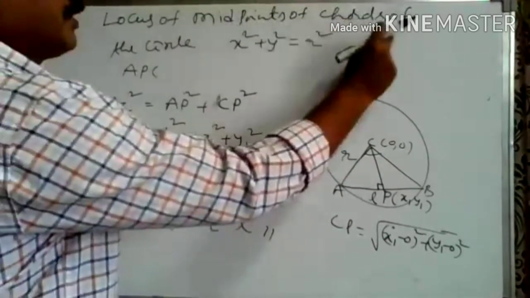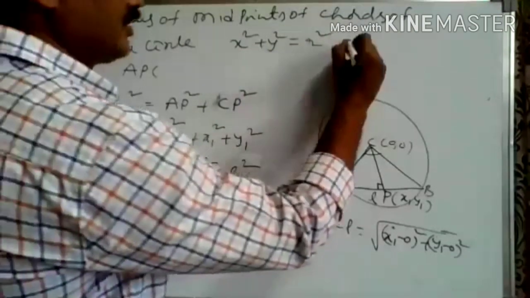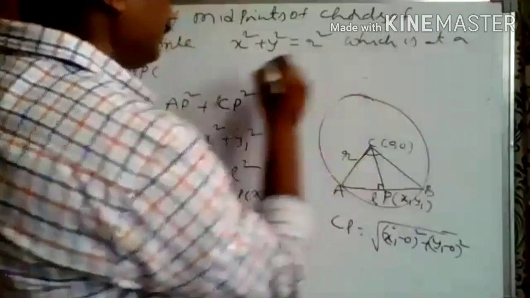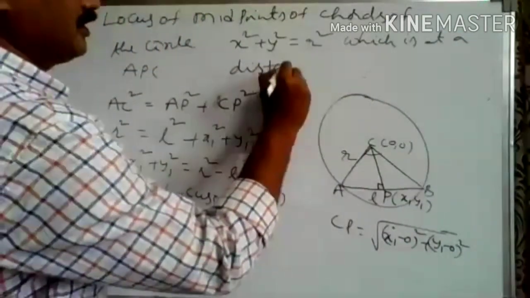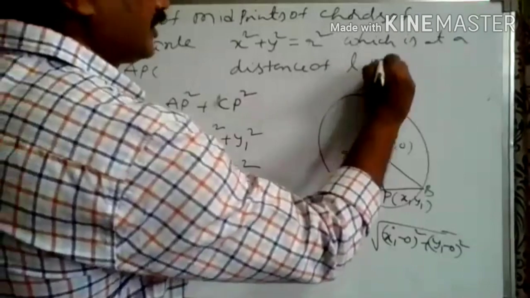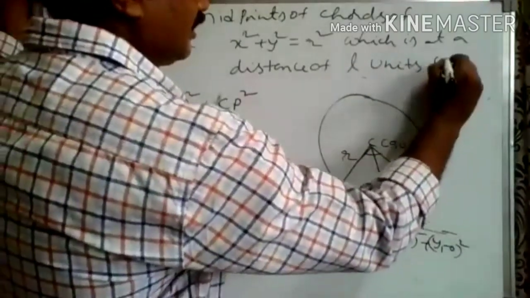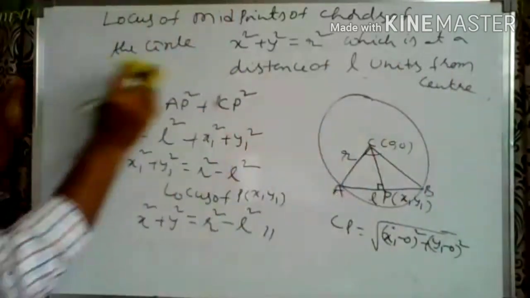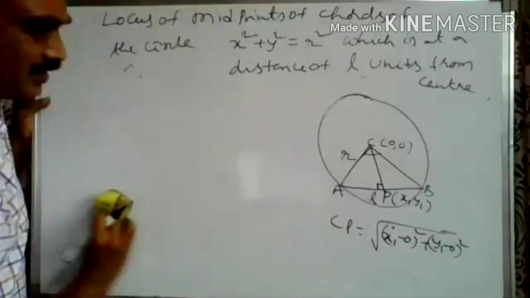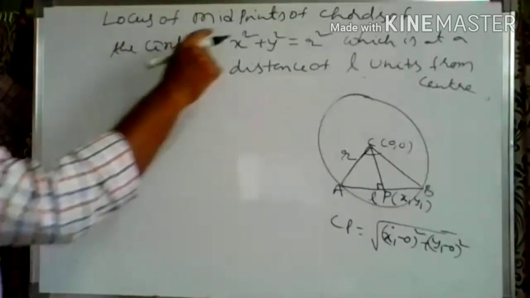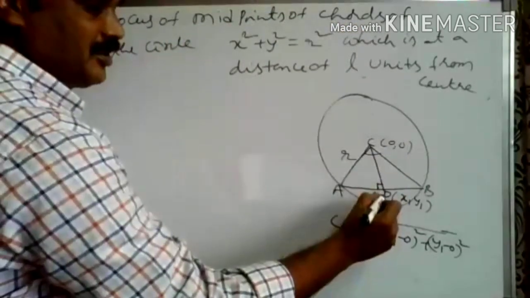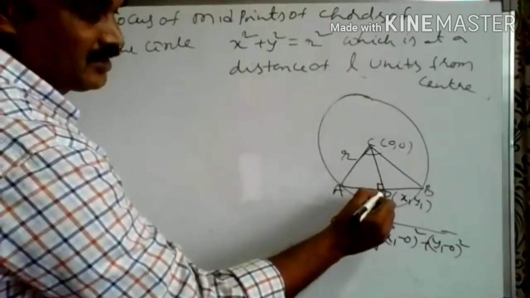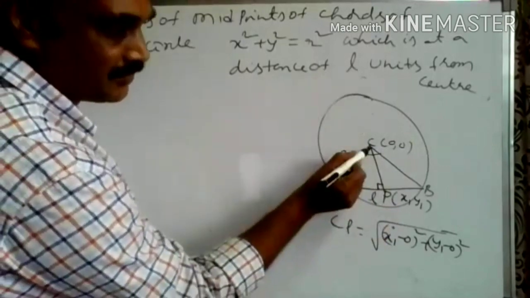Locus of midpoints of the chords of the circle x square plus y square is equal to r square, which is at a distance of L units from center. Locus of midpoints of the chord. This is the midpoint of the chord, which is at a distance of L units from center.